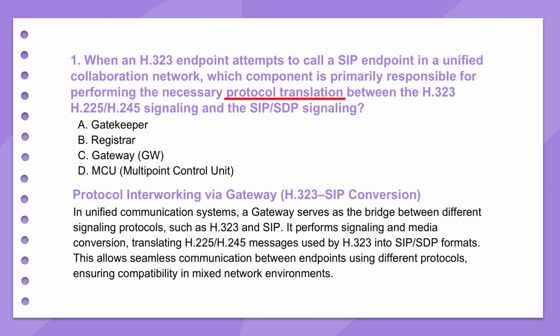So if an H.323 endpoint tries to call a SIP endpoint, the gateway steps in. Right. It doesn't just pass the message along. It has to translate. H.323 uses H.225 for call setup, kind of like dialing, and H.245 for negotiating capabilities, like codecs. You got it. The gateway takes all that H.225, H.245 signaling, and basically rebuilds it as SIP signaling. And it uses SDP, Session Description Protocol, to describe the media itself.